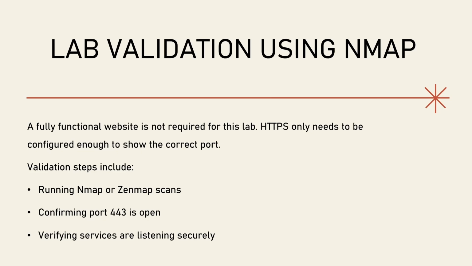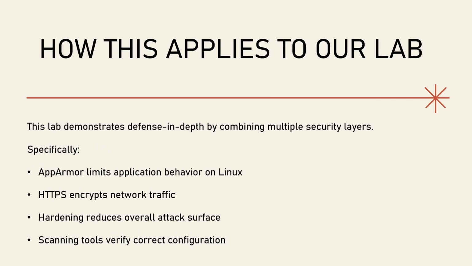How this applies to our lab. This lab demonstrates how layered security controls work together in real environments. AppArmor restricts application behavior, firewalls control network traffic, and HTTPS secures data in transit. By configuring and validating these technologies, we gain practical experience that directly applies to real-world system administration and cybersecurity roles.